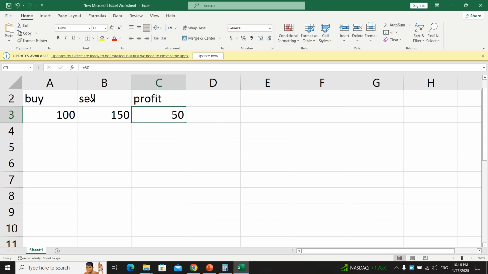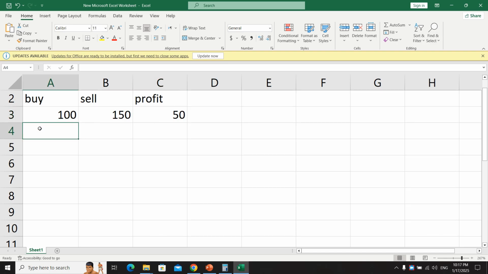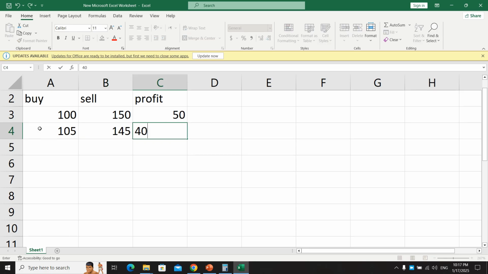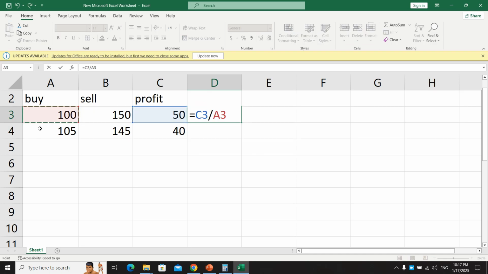The important thing is that it's very ideal. It's like heaven if we can make it like this. What happens in reality is that we buy at 105. Why? Because you can't buy a lot of things at one price. And you sell at 145. And you maybe say we make 40 profit.